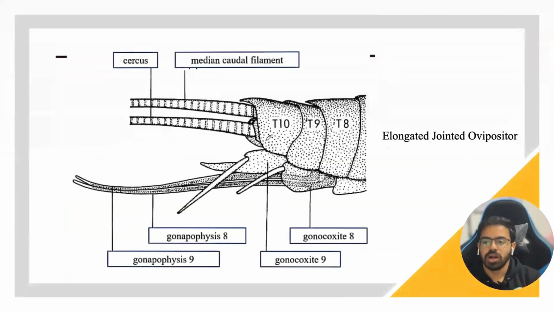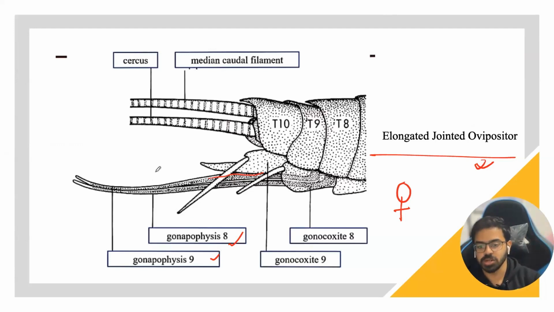Now, the female contains an elongated jointed ovipositor. These are the ovipositor actually. Here it is given in very hard terminology, gonapophysis 8, 9. Just remember these gonapophyses are the ovipositor, nothing more. There are two pairs of gonapophyses. These two pairs form the ovipositor of the Thysaneura female, which is elongated and jointed. Only this.